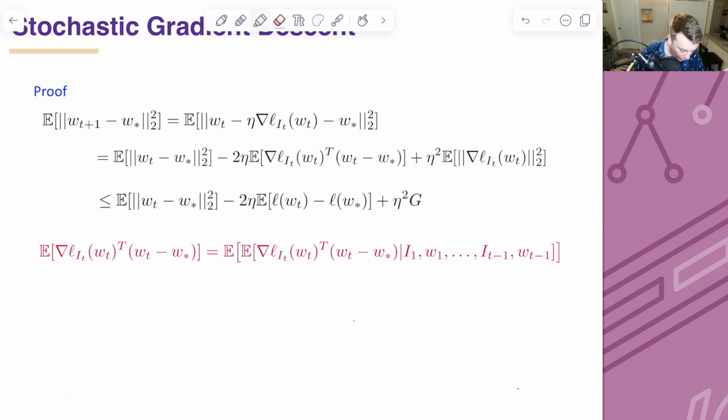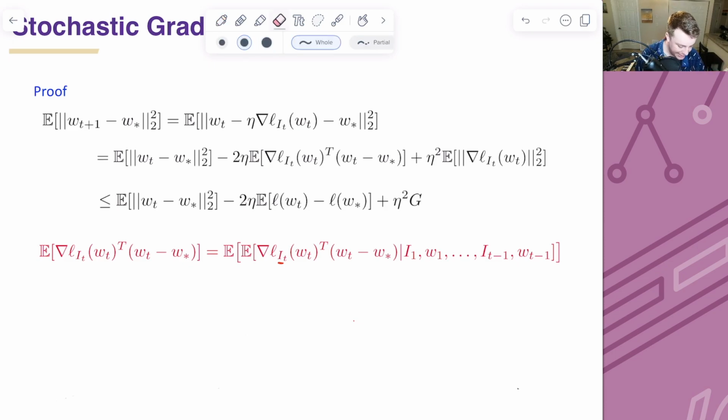At this point, I've added an outer expectation because that's necessary for this. The only random variable I have here is i_t, because w_t is no longer a random variable. It's deterministically determined by the sequence of random choices we made from time 1 to time t minus 1. If you know all of those choices, there's no randomness involved. So I'm conditioning on all of those. Now the only randomness here is at time t, which index I'm picking.